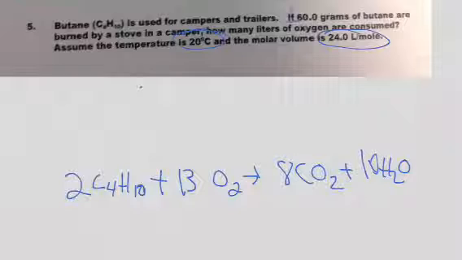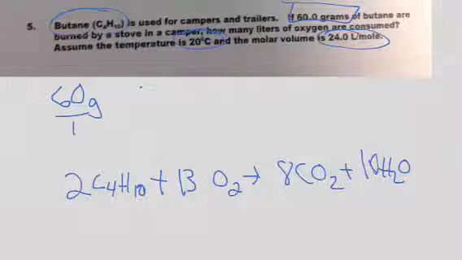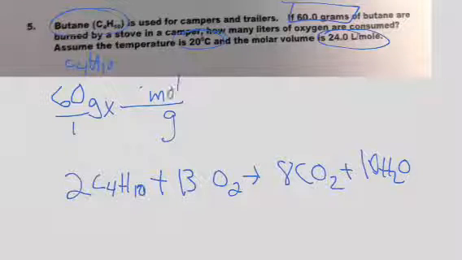So in other words, the 60 grams of butane is our given. So we're going to write 60 grams over 1. Butane, it tells us over here, is C4H10. We're going to draw a conversion factor. Step 1 says to balance the equation, but it's already been balanced for us. So step 2, get our given to moles. So we're going to go grams to moles.